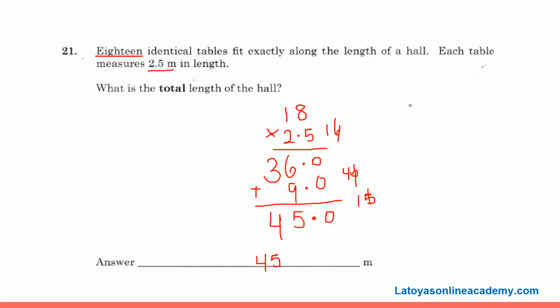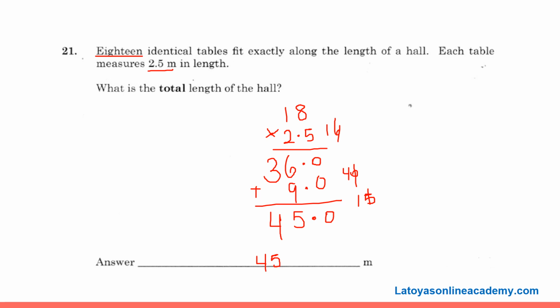So 18 multiplied by 2.5. We are multiplying by 2-digit numbers. The first thing I'm going to do is put my 0. Then I'm going to say 2 8s are 16. Cross out the 6. Put it on the inside. 2 1s are 2 plus 1 is 3. I'm getting 36.0. Now I'm going to say 5 by 8 is 40. Cross out the 0. Put it on the inside. Put back my point. 5 by 1 is 5.